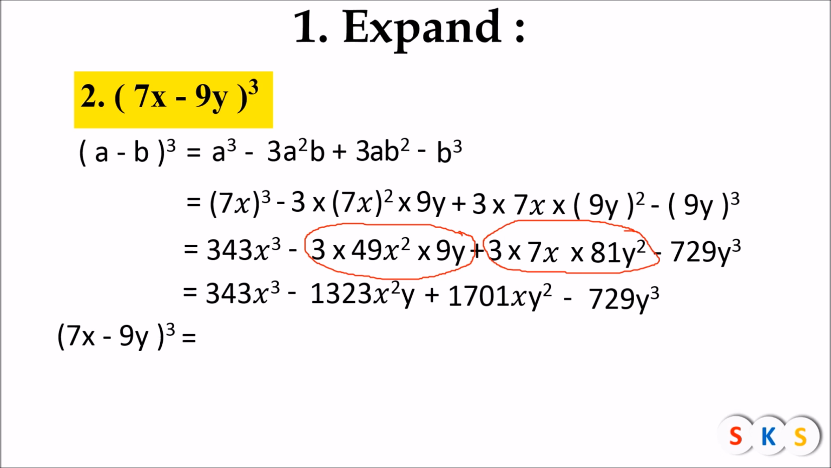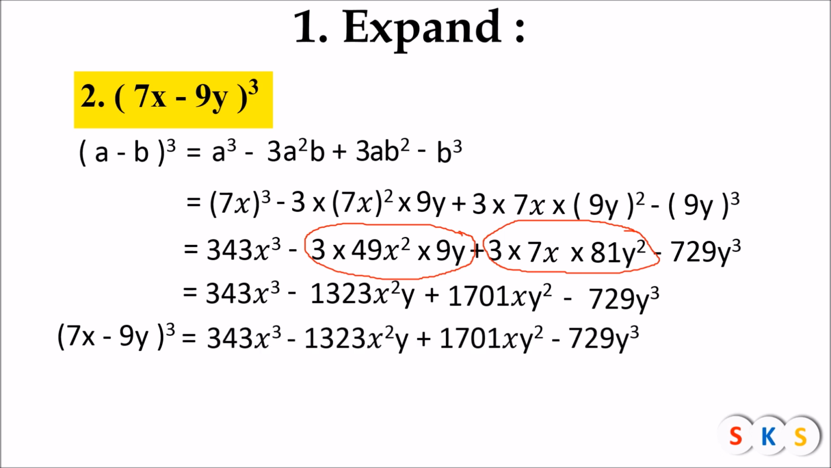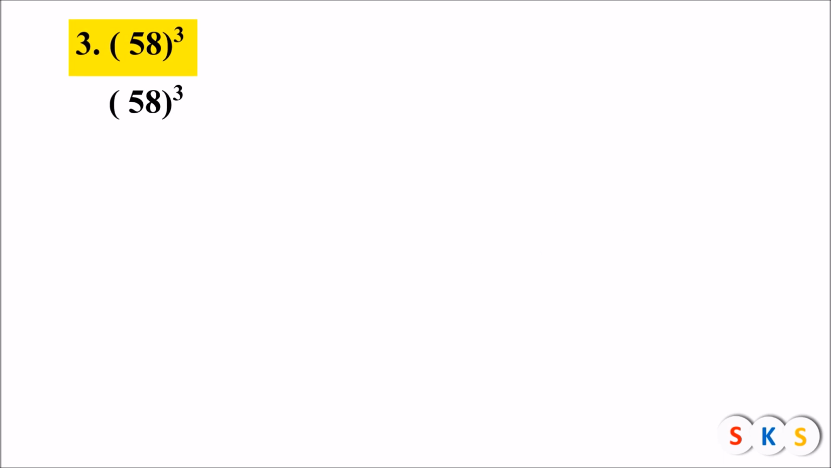Therefore 7x minus 9y the whole cube equals 343x cube minus 1323 x square y plus 1701 xy square minus 729y cube.